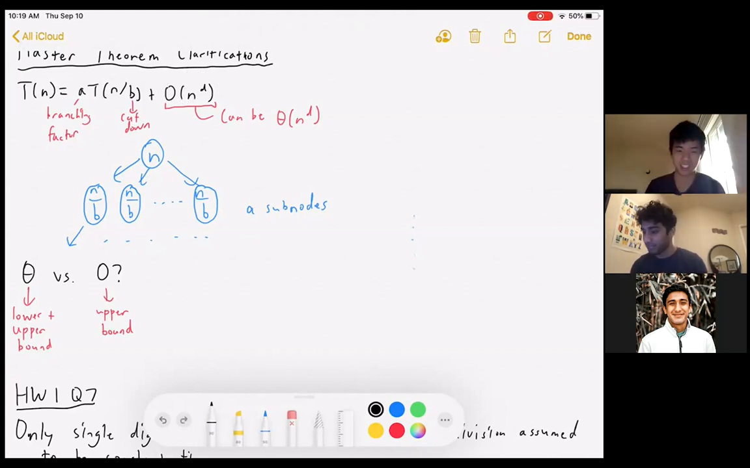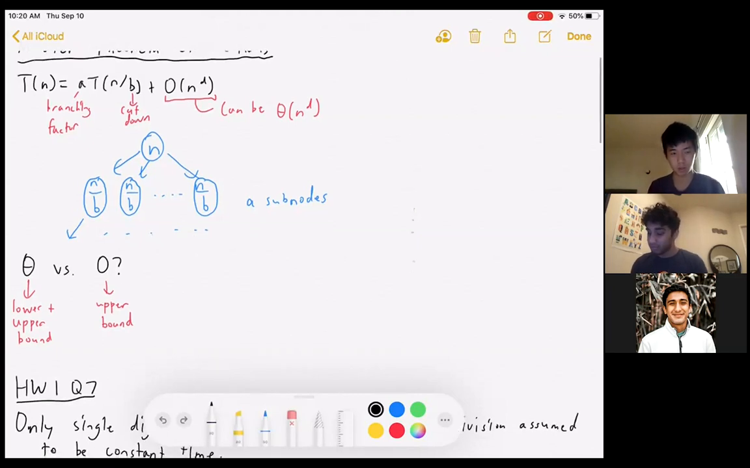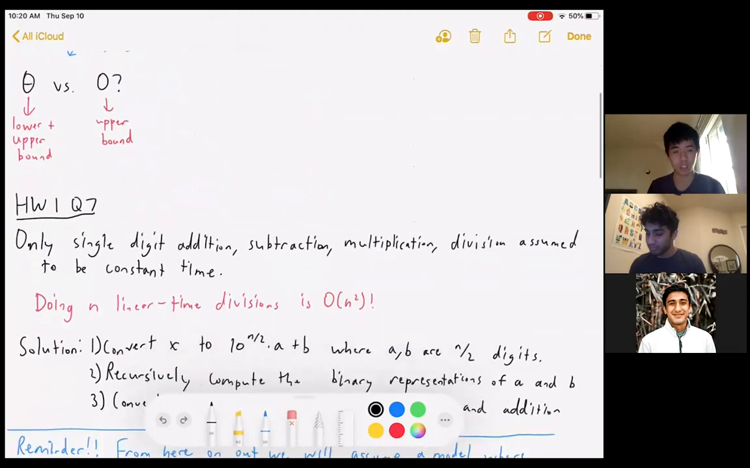That makes sense. Thanks, Adnan. Awesome. Actually, I had another question. This is not related to master theorem as much. It was with homework one, this is question 7.